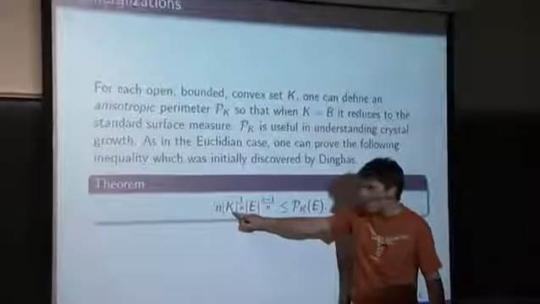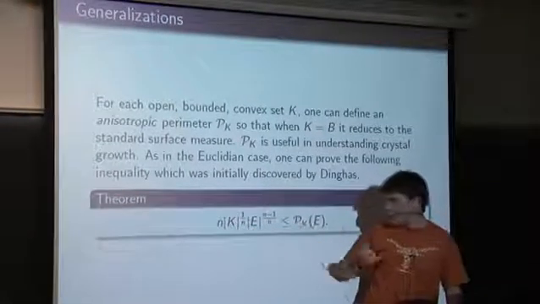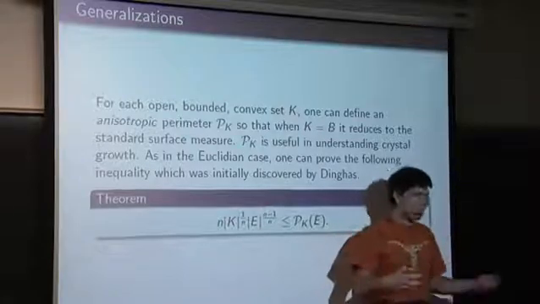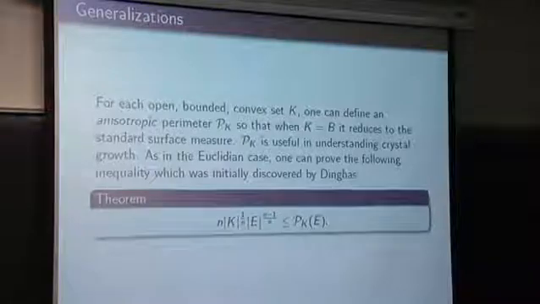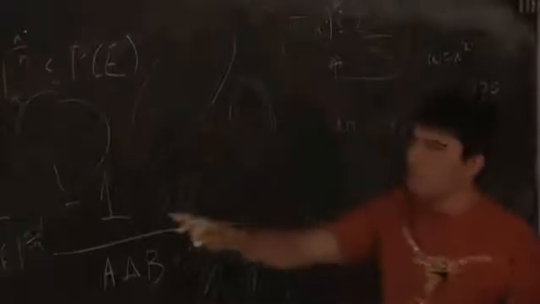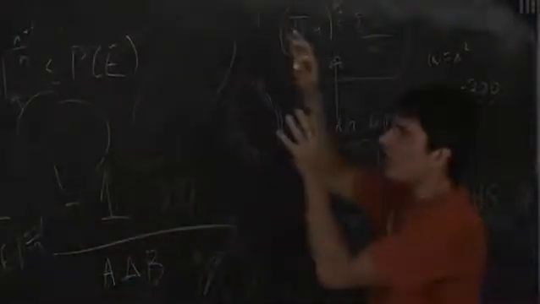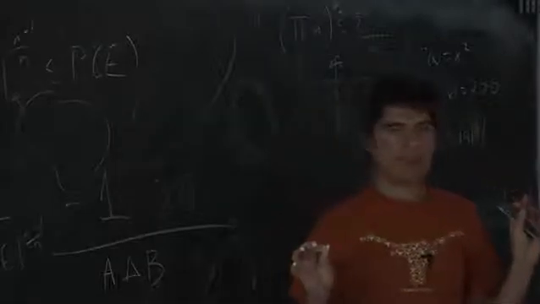So the ball was the optimal guy for the Euclidean case. In this formulation, K will be the optimal guy. So you're starting with any convex set, say something like this, and somehow you can tweak the perimeter so that K becomes the analog of the ball in the Euclidean case. So K is the optimal guy. K is the guy that we like.